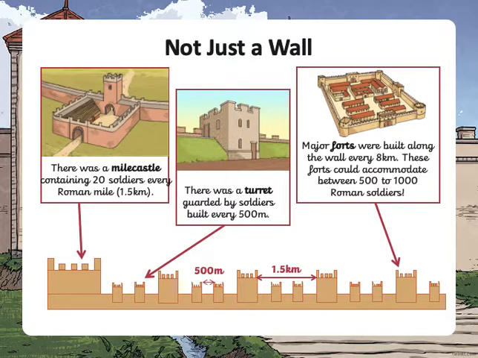Not just a wall. There was a mile castle containing 20 soldiers every Roman mile, so every 1.5 kilometres. There was a turret guarded by soldiers built every 500 metres. Major forts were built along the wall every 8 kilometres. These forts could accommodate between 500 to 1,000 Roman soldiers. So there were lots of places where this wall was being guarded.